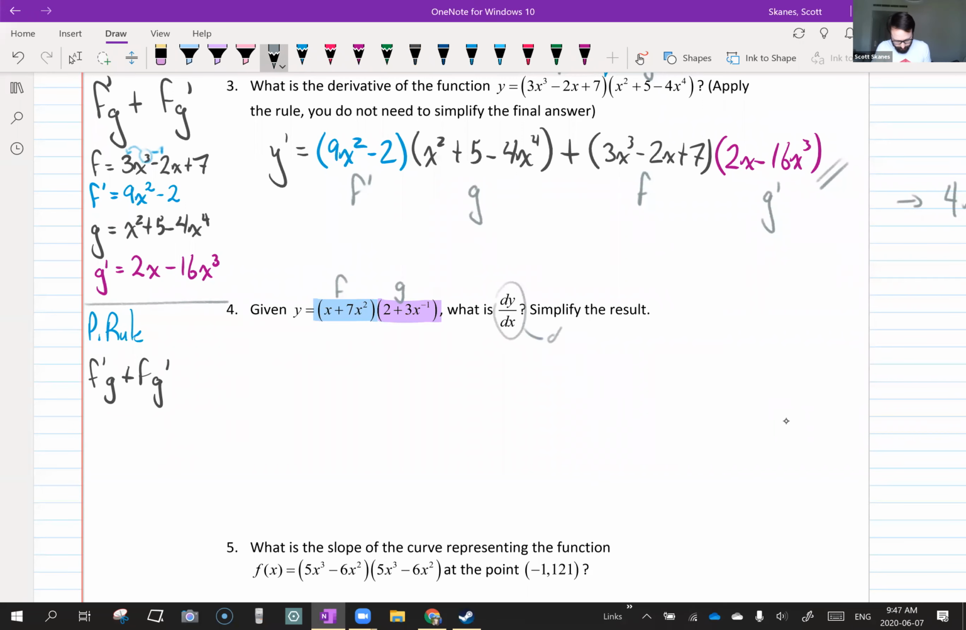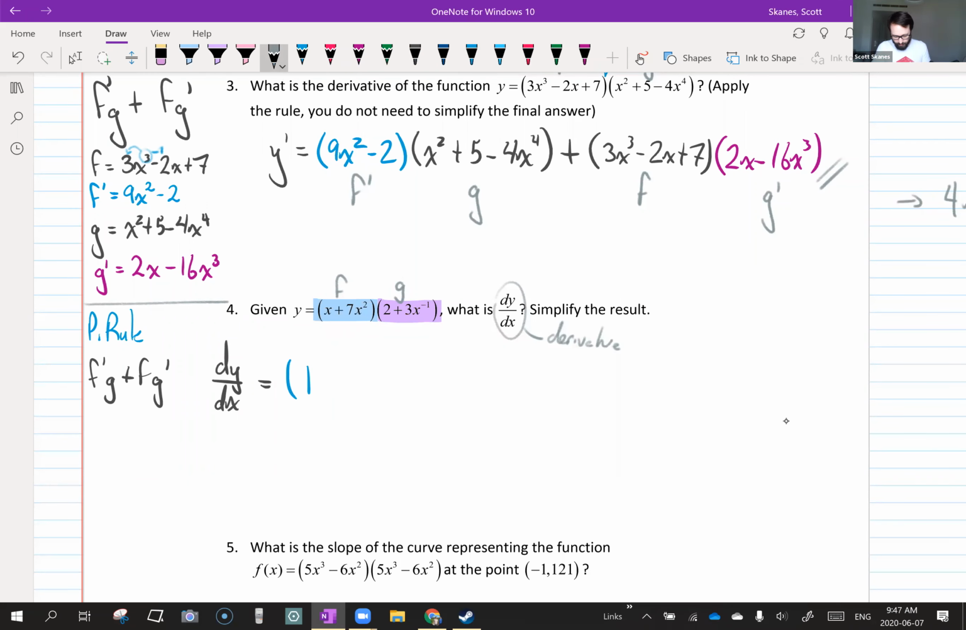This just means derivative, just in case we're not sure. This just means get the derivative. It's another way of writing the same thing. So y prime, or dy by dx, is, I need the derivative of this first one. What's the derivative of the first one? Derivative of this. I see an x, so that becomes 1.